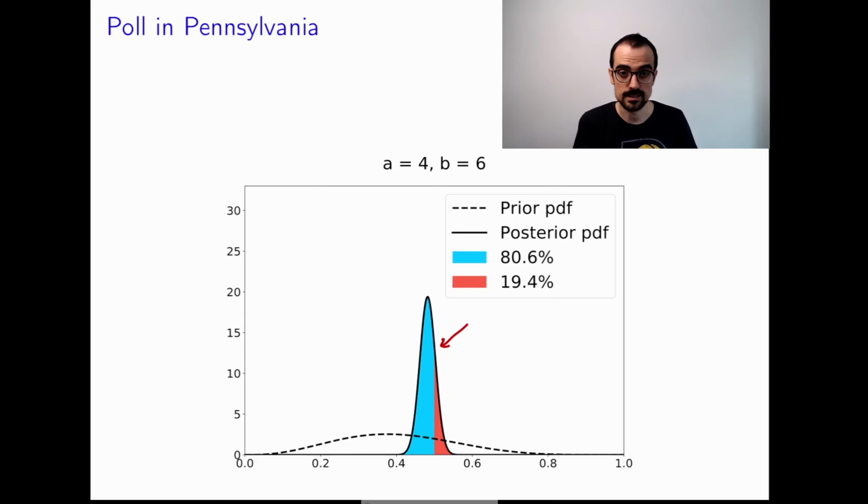And according to this prior, when we update the posterior, there's an 80% probability that Biden wins, because even though the prior is, what am I saying? Sorry, I actually said that wrong, right? Because this is towards the left.